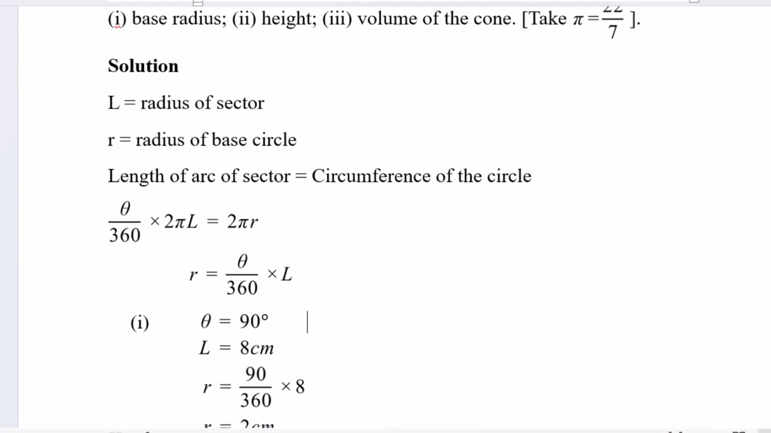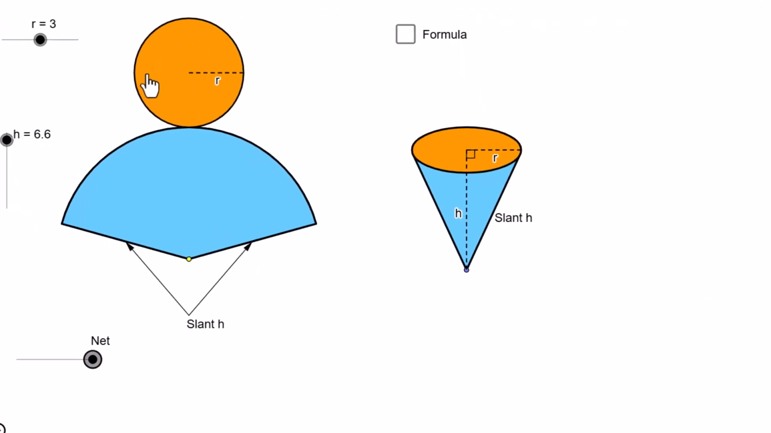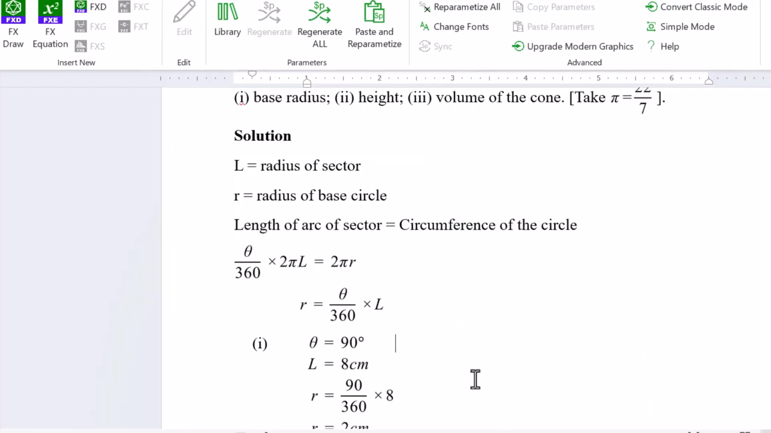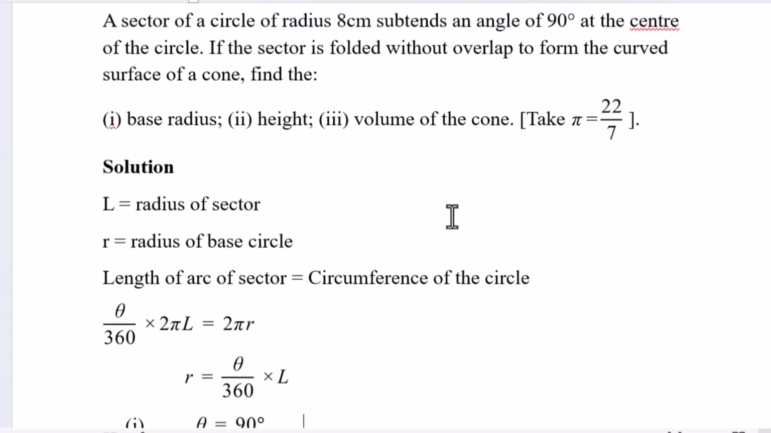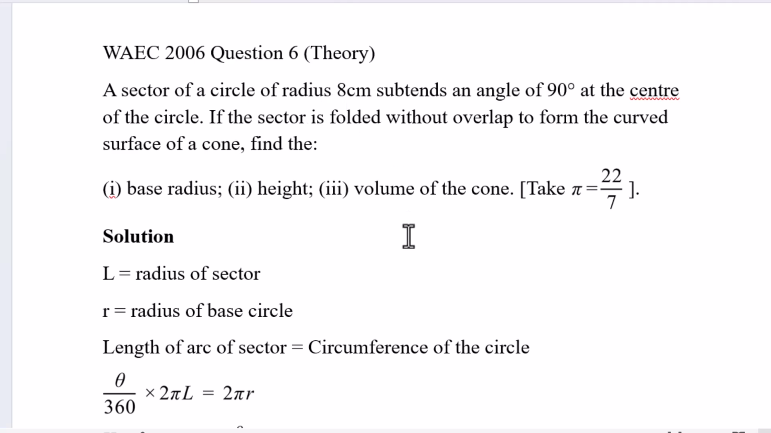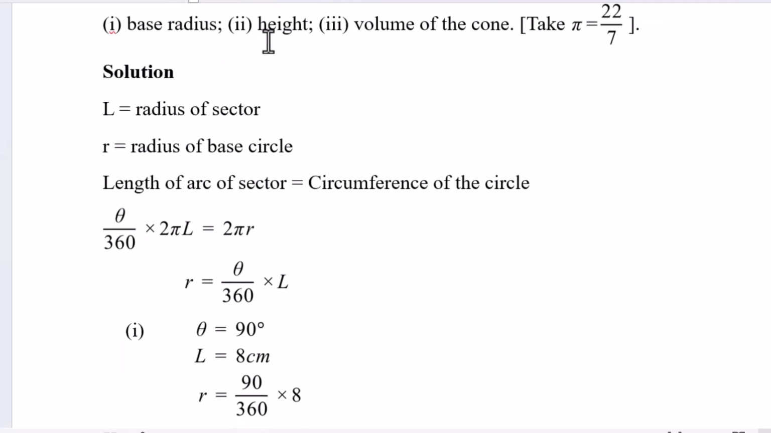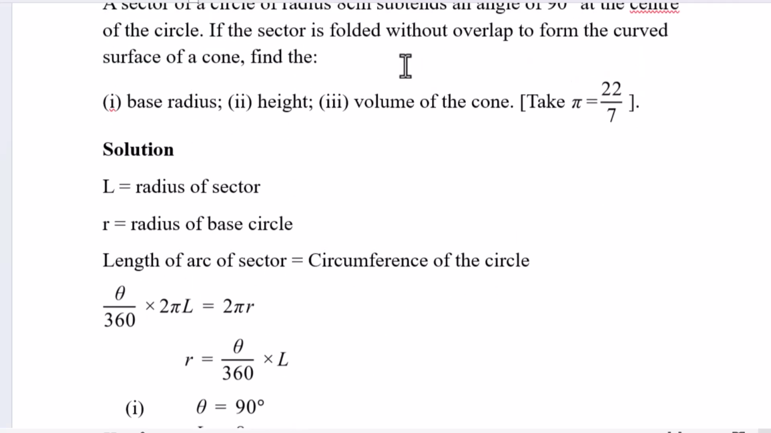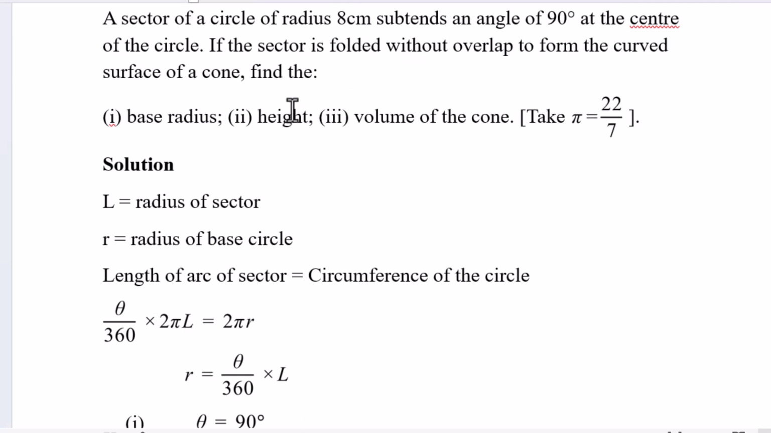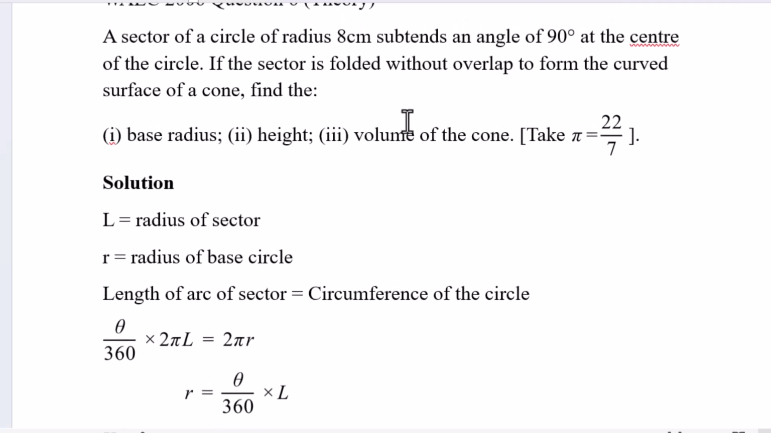Let me go to the GeoGebra. So this circle, which is the base of this cone, has a radius of 2 centimeters, while the slant height, which represents the radius of the sector, is 8 centimeters according to the question. So that is 8 centimeters. That is the first part of the question. Every other part is normal formula that we are used to. It asks for the height, so we are looking for the height of the cone.